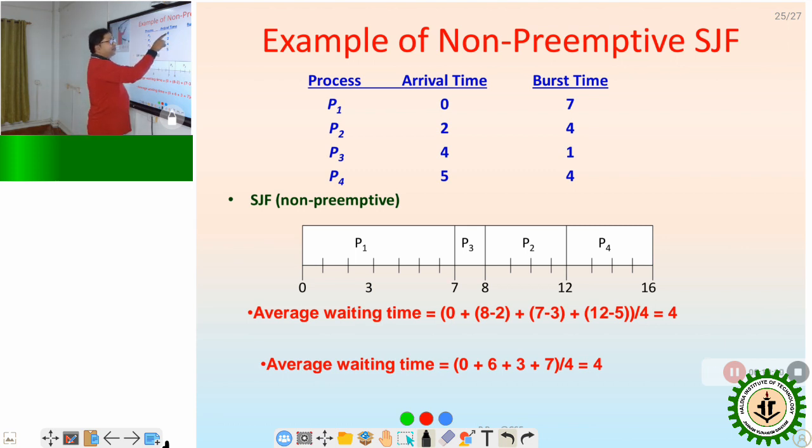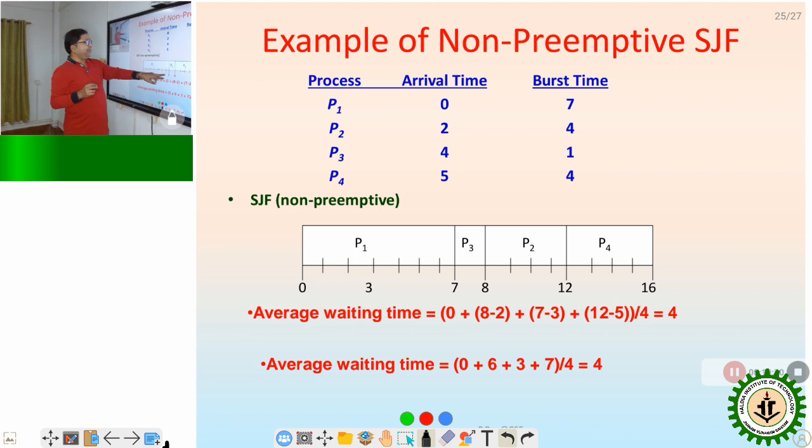Arrival time is 0, that means at the 0th time there is no other process. So first P1 will be allocated, because at the 0th time only the P1 process is available. This one is non-preemptive, that means once P1 is allocated, no other process can preempt P1. Then P2 arrived at time 2, burst time is 4, but it is not allocated. Why? Because P3 also arrived at time 4, and it has a burst time of 1.